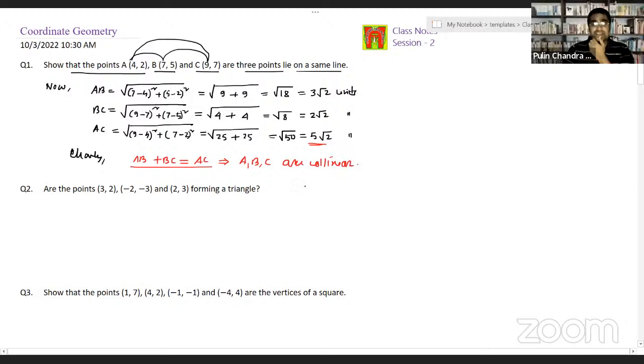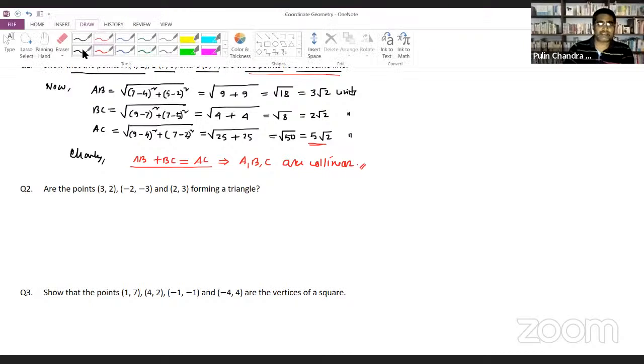So if A, B, C are collinear, they are asking whether they are lying in the same line or not. So they are lying in the same line. You can write the conclusion yourself. That way we can proceed for this question. This is an important question of collinearity.